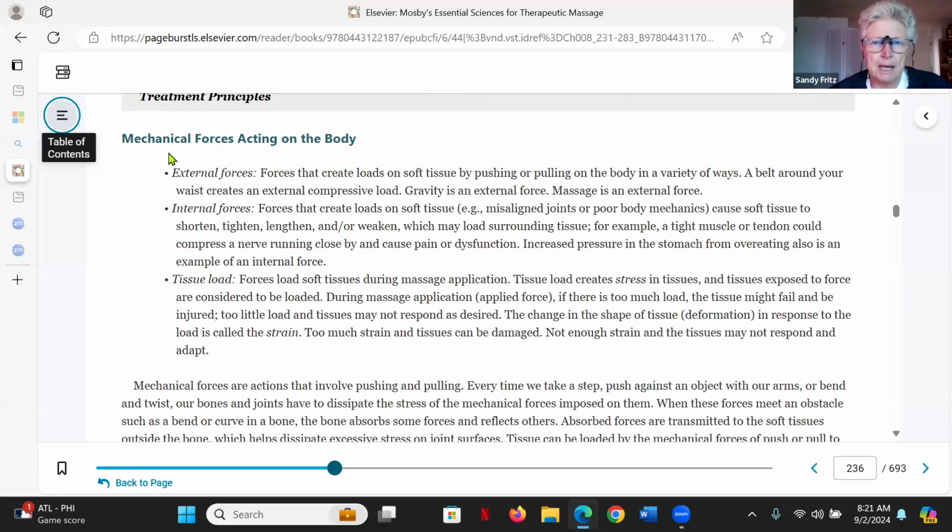The soft tissues of the body, the whole body, has to be able to respond to mechanical forces acting on the body from the inside and from outside. So massage is an application of a mechanical force to the outside tissues of the body. But when we move a joint back and forth, we get an internal force pushing out, and if we are pressing on it, then we've got a mechanical force pushing in. So that's what external and internal forces are.